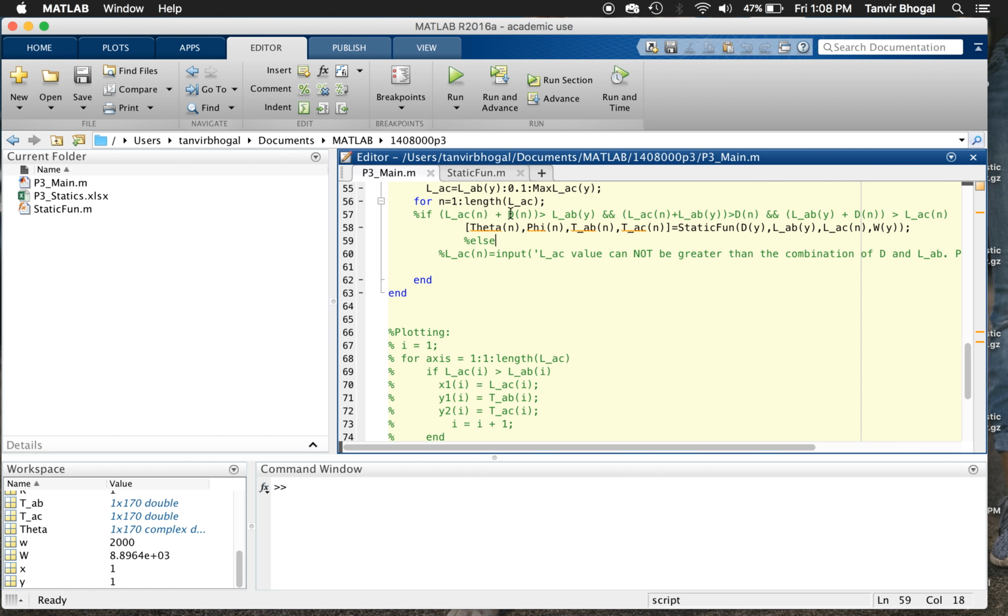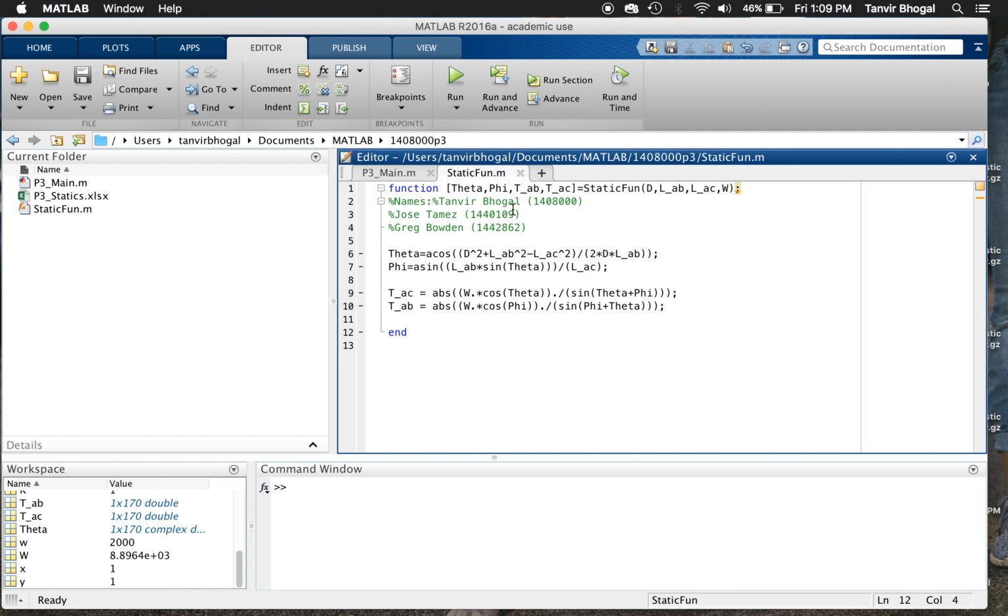Moving on, this is our function file here. We used the law of cosines to find theta. We solved for theta and simply stated that theta is equal to the arc cosine of d squared plus LAB squared minus LAC squared divided by 2 times d times LAB. So the reason why we did that was the law of cosines is quite an obvious thing to use here, and beneath that, to find phi for our tension equations, we just used the law of sines.